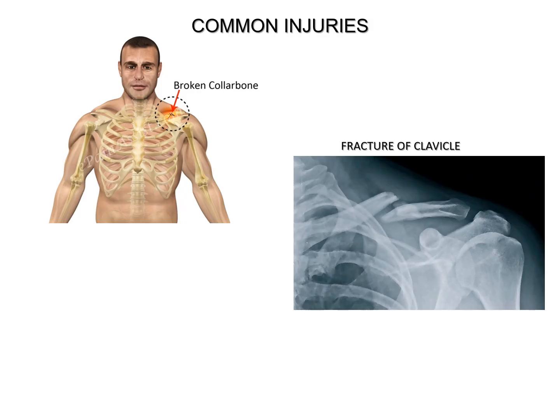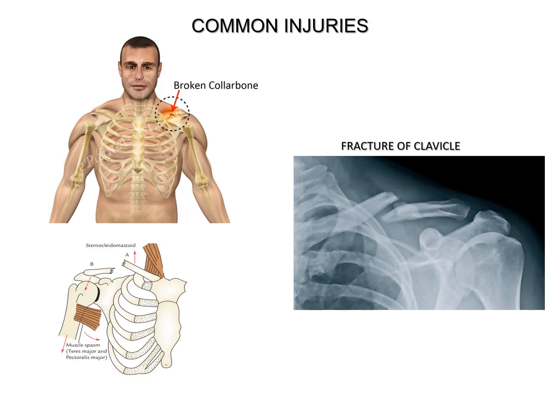The clavicle is the most commonly fractured bone in the body. It commonly fractures at the junction of its lateral 1/3 and medial 2/3. When fracture happens, the lateral fragment is displaced downward by the weight of the upper limb because trapezius alone is unable to support the weight of the upper limb. The medial fragment is slightly elevated by the sternocleidomastoid muscles.